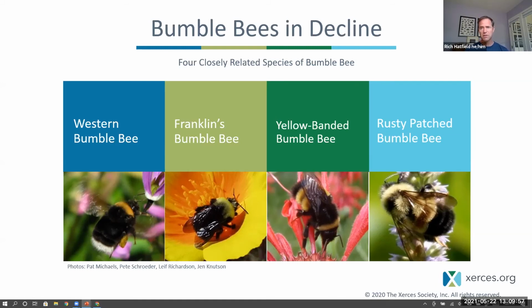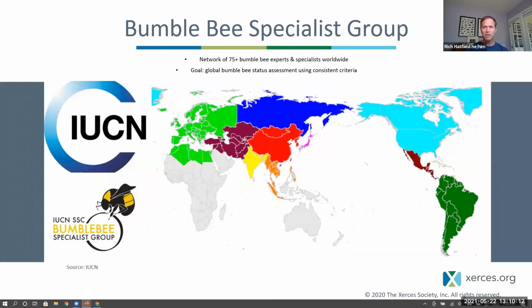And there were other researchers, Leif Richardson included, in the eastern United States that had noticed the decline of the rusty-patched bumblebee and the yellow-banded bumblebee on the East Coast. And so at that time, we recognized there were some pretty major factors going on. And a group of scientists got together and formed the Bumblebee Specialist Group. The Bumblebee Specialist Group is part of the International Union for the Conservation of Nature, or the IUCN. And the role of this group is to assess the extinction risk of bumblebees everywhere they're native.